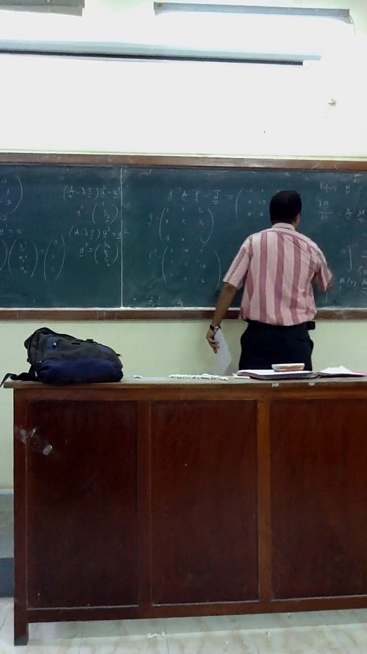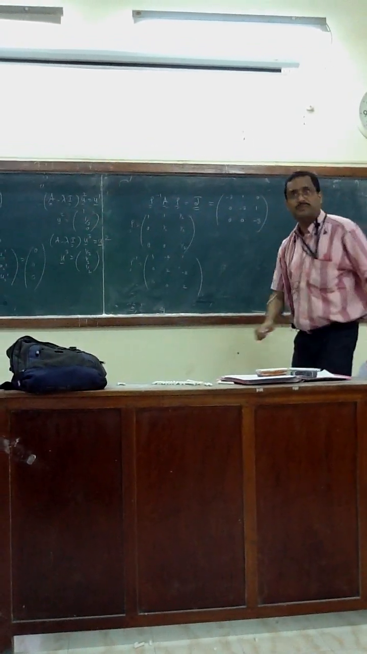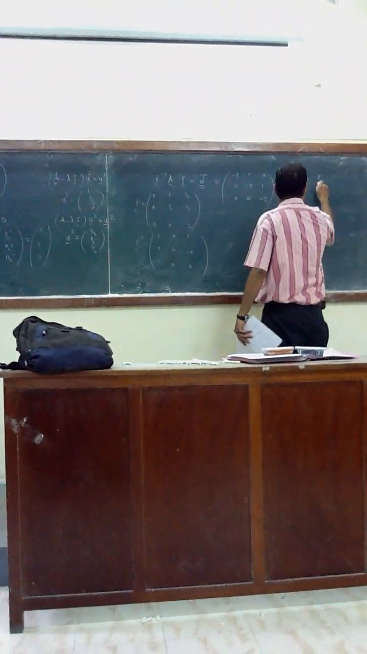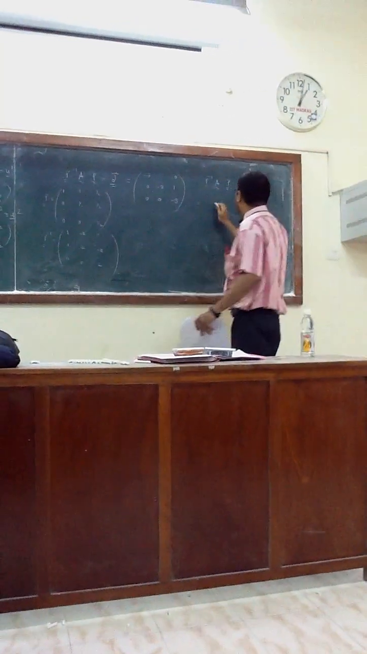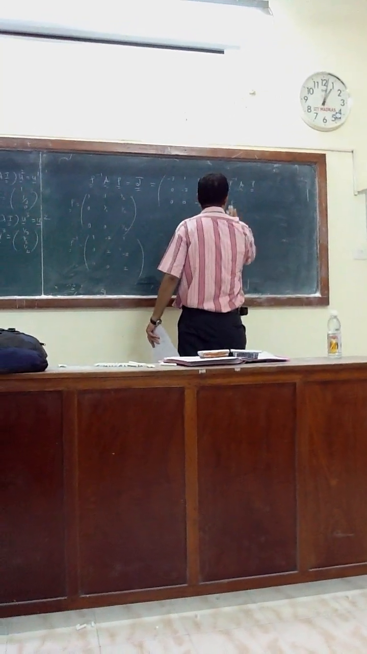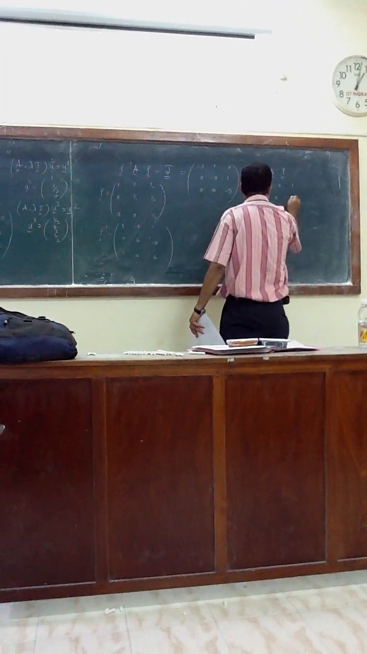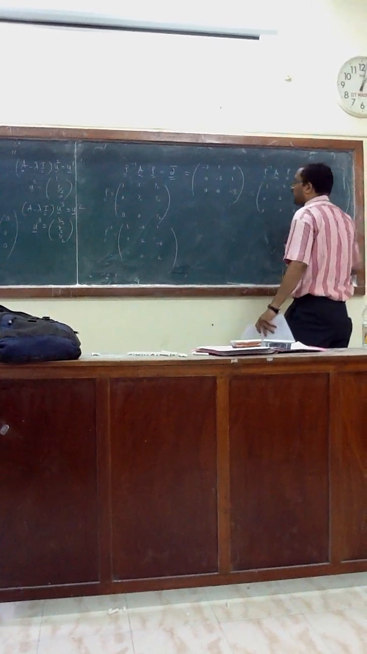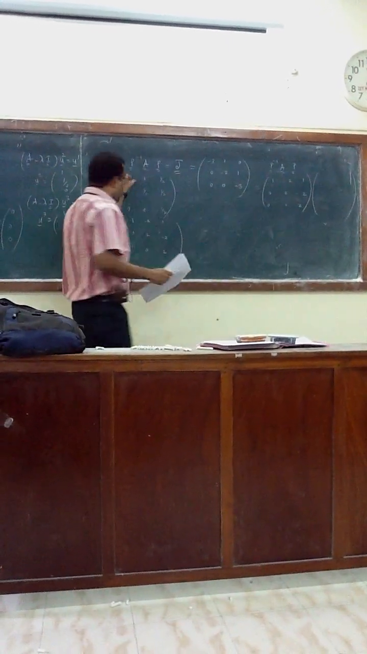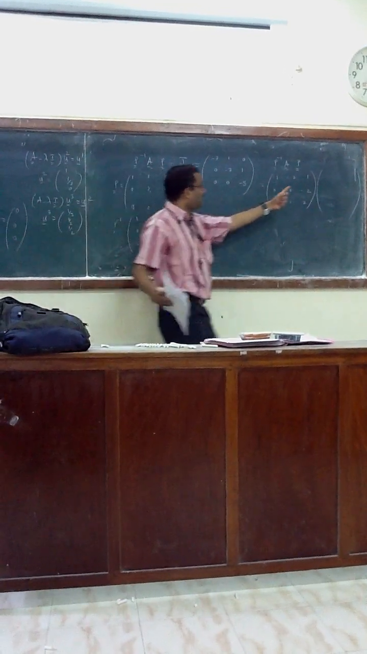I'll give the technique. What's the technique for P inverse AP? P inverse you got already: [1 -2 1; 0 2 -2; 0 0 2]. AP means A into the eigenvectors, A into this eigenvector, so you can directly get the answer.